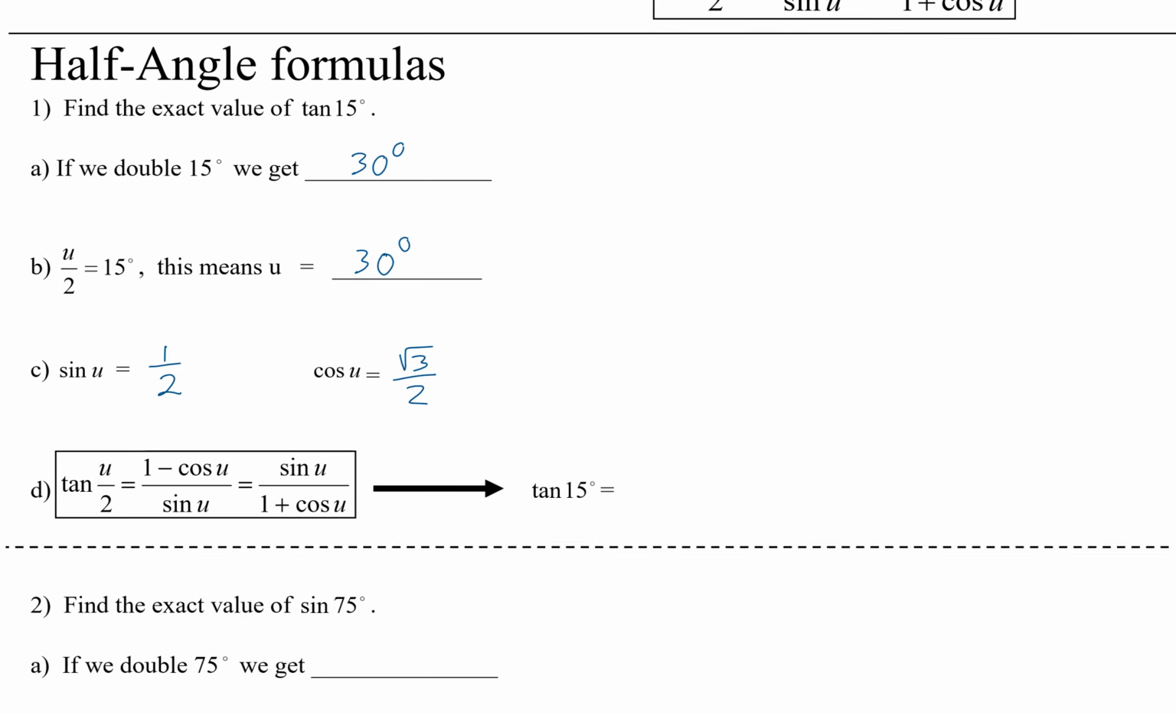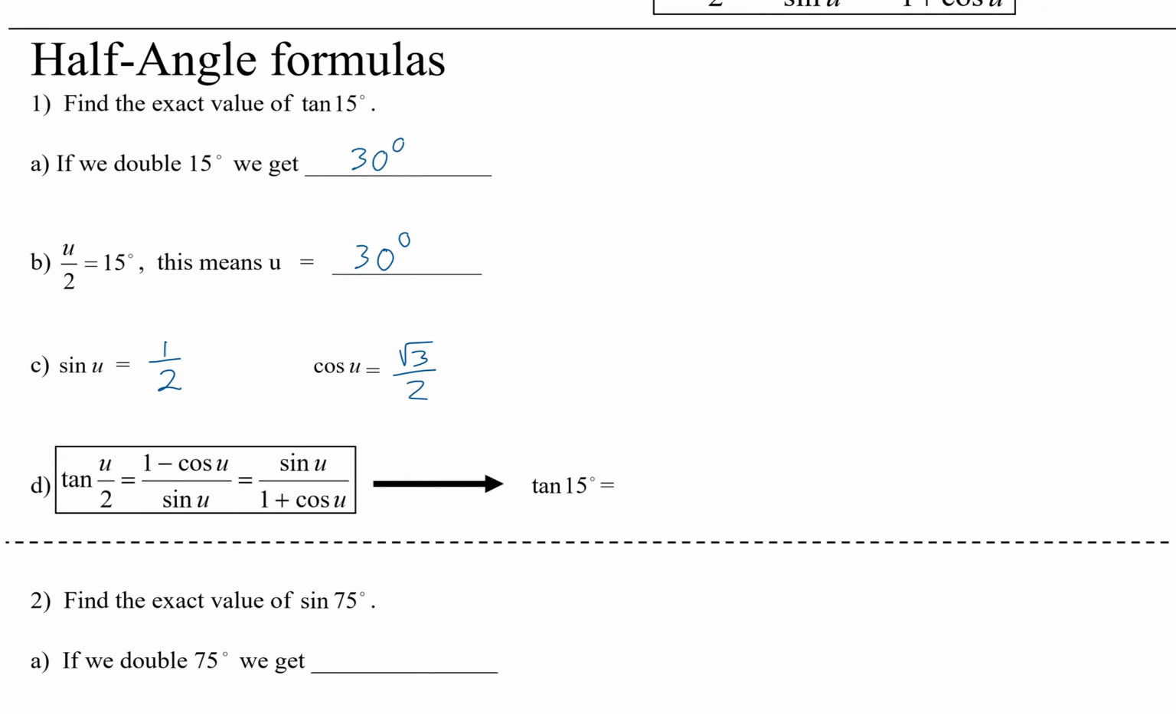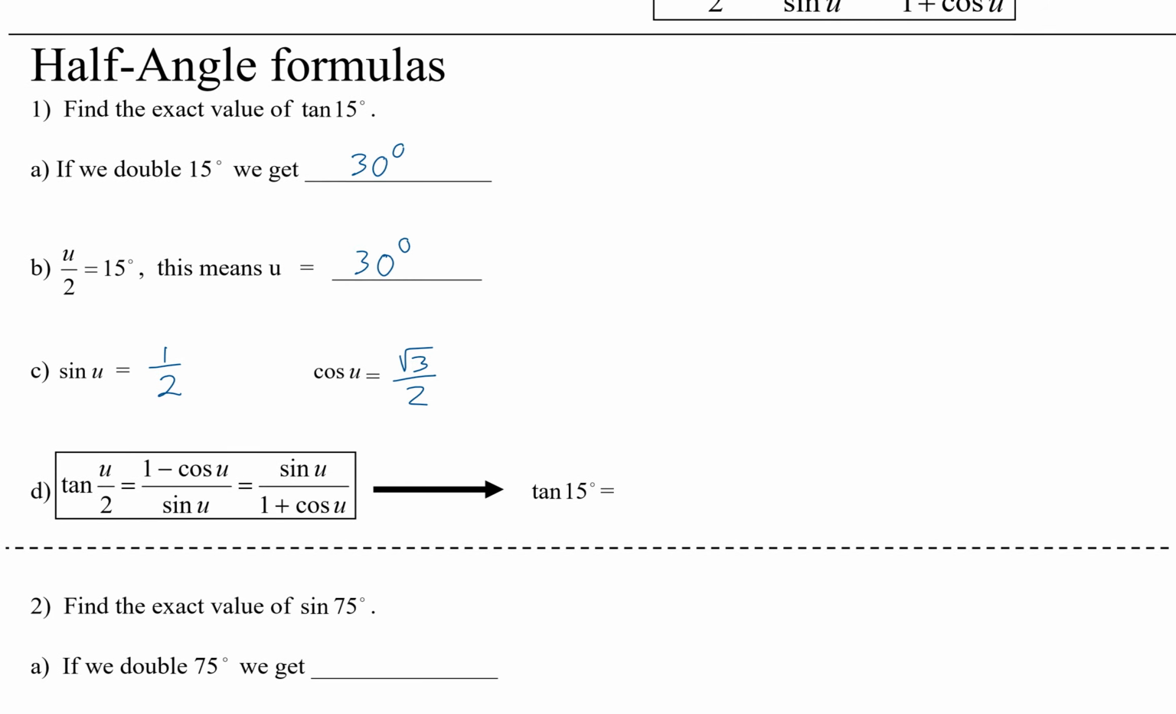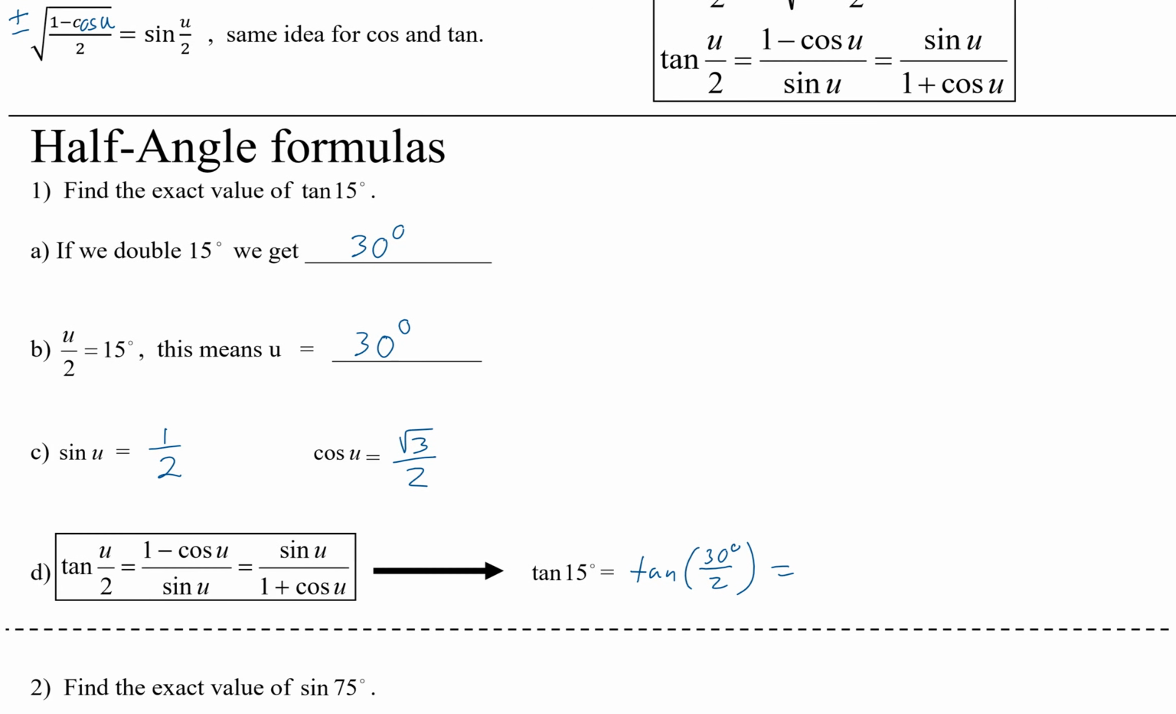Now if we wanted to find tangent 15, we could say that u over 2 is 30 over 2. So this would be tangent of 30 degrees over 2. This is why we double it. If you double the 15, you get 30. 30 over 2 would be 15. It allows us to write it as a half angle. And so tangent is 1 minus cosine u over sine u, or sine u over 1 plus cosine u.